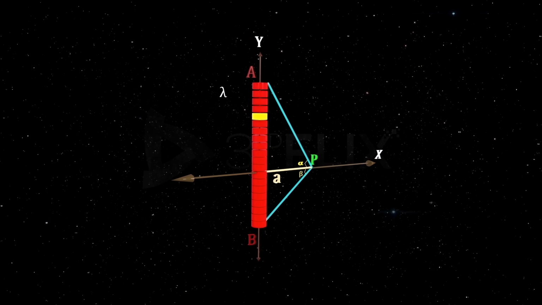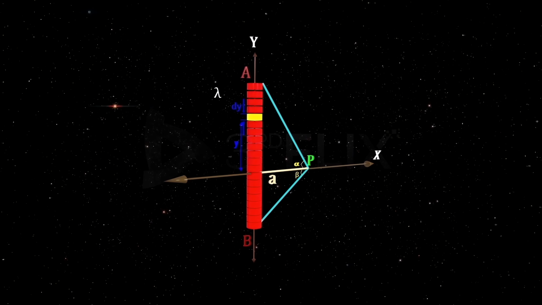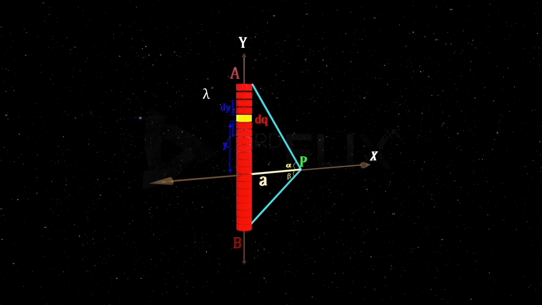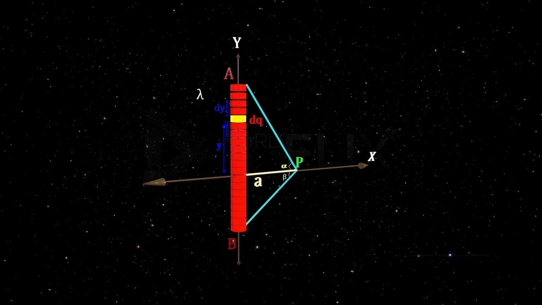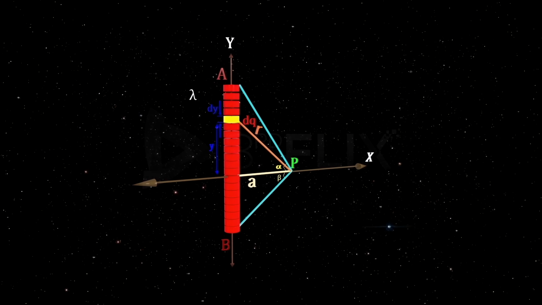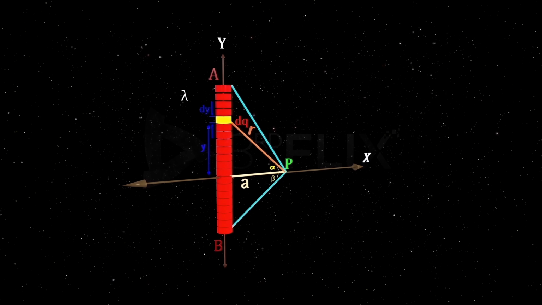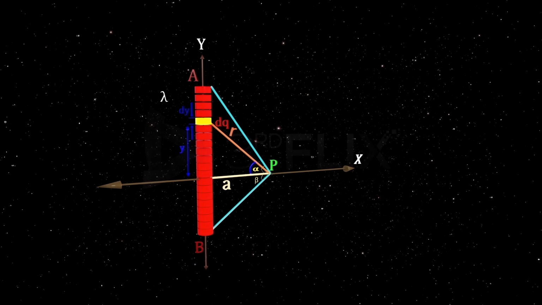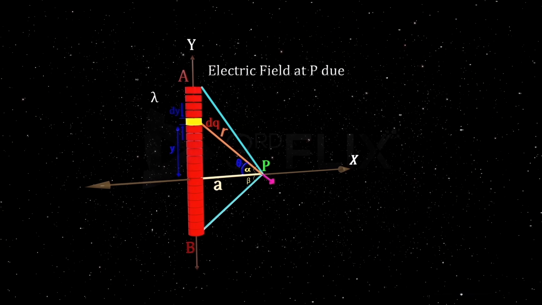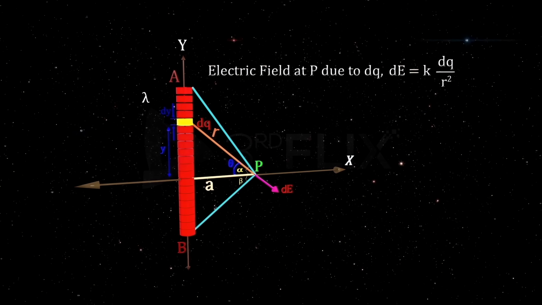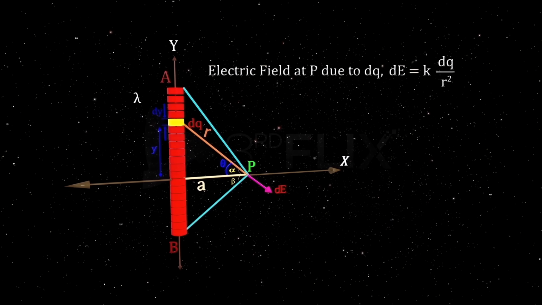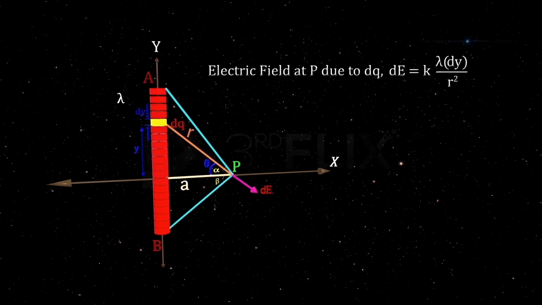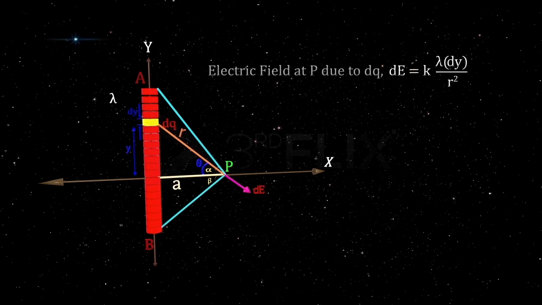Consider one such differential element of length dy at a distance y from the origin. Charge contained in this element, dq, equals lambda dy. Distance r of the element from P is equal to root over y squared plus a squared, and the angle between a and r is theta. The magnitude of the electric field dE at P due to this small elemental charge is equal to k dq by r squared, which equals k lambda dy by r squared.